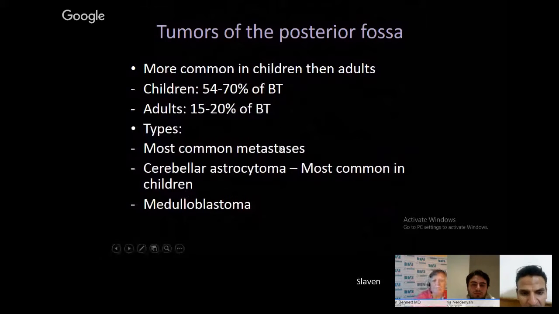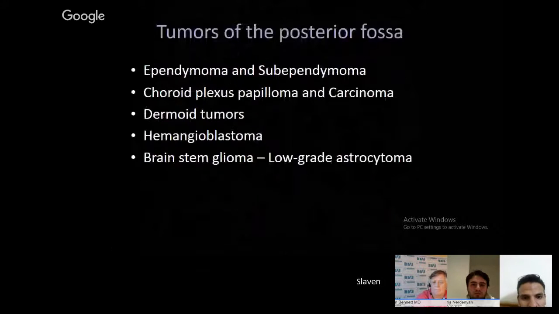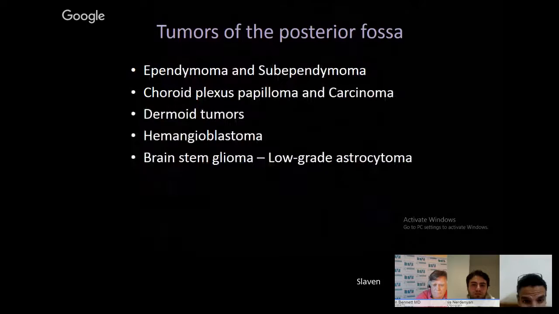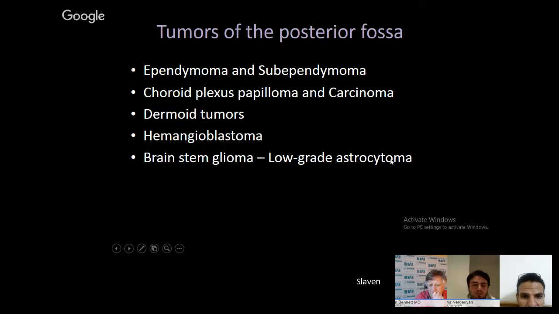And then medulloblastoma, as we discussed in this last slide, which is mostly a midline tumor in the cerebellum, which is malignant in its nature. Then ependymoma, subependymomas, choroid plexus tumors, dermoid tumors, which are developmental tumors, hemangioblastomas, and brainstem gliomas. The good news is that these gliomas, such as the pilocytic astrocytomas, are usually low-grade astrocytomas, or lowly malignant or non-malignant tumors. And this is interesting.